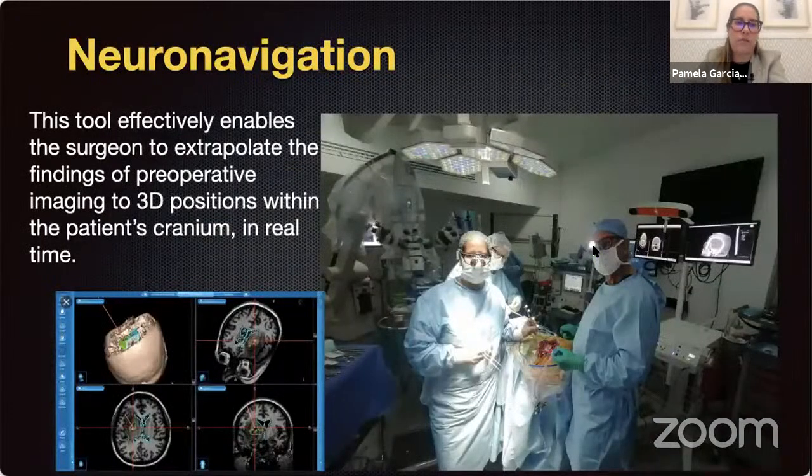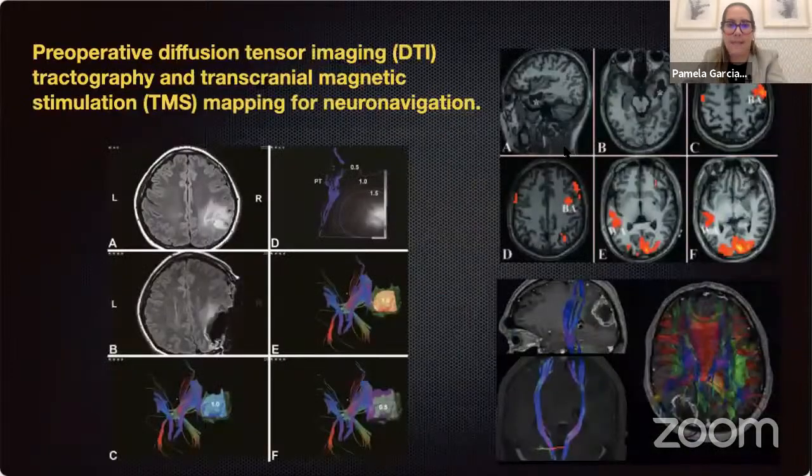We also use neuronavigation in the most complex cases in which we need to preserve eloquent areas. This tool effectively enables the surgeon to extrapolate the findings of preoperative imaging to 3D positions within the patient's cranium in real time. To illustrate this point, in some selected cases, we use the fusion of images with tractography, preoperative diffusion tensor imaging, and transcranial magnetic stimulation mapping for neuronavigation.